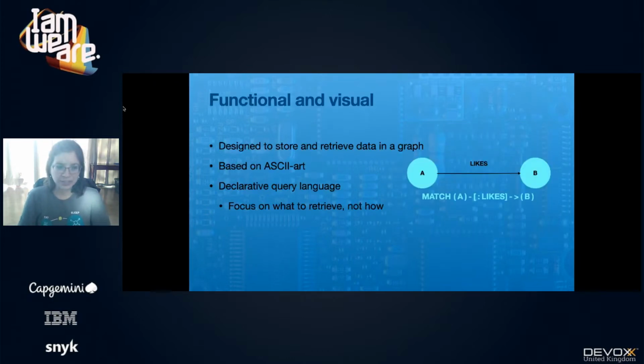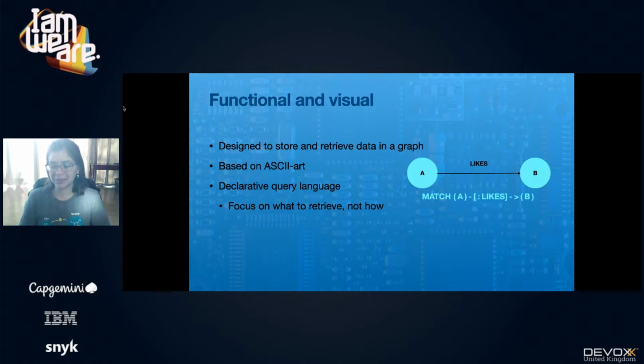So let's take a look at some Cypher syntax. Cypher is both functional as well as visual. It was designed to store as well as retrieve data in a graph. It's based on ASCII art, so it does look very pretty, but don't be fooled. It's actually really powerful, and it's a declarative query language, which means that it focuses on what to retrieve and not how. So you don't tell it how to go about getting this data back. You say, this is the question that I want answered, or the data that I want to understand. And Cypher determines the best way to get that data.